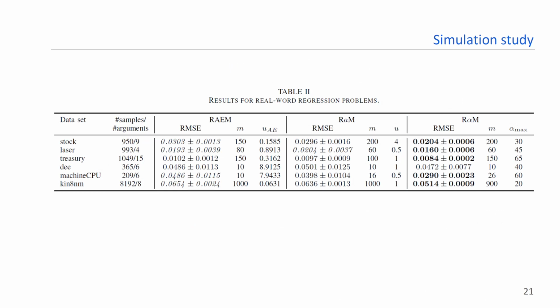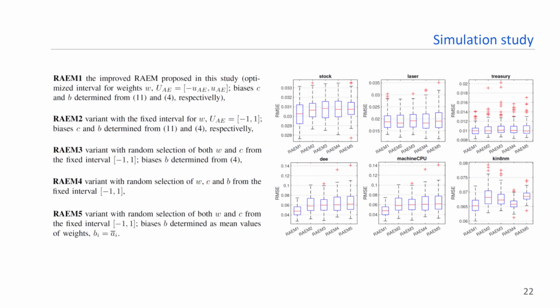This table shows results for several real-world regression problems. Again, the best results for Rα-M. The worst results for the autoencoder method, in italics. These box plots compare the proposed modified randomized autoencoder with its other variants, in which some random parameters are selected from the fixed interval -1, 1. The proposed modification in most cases gave the lowest errors compared to other variants.